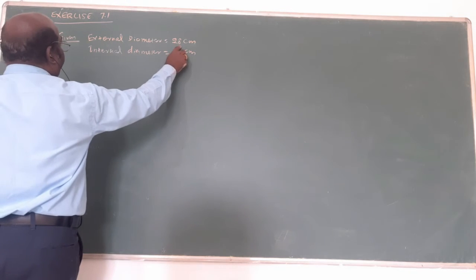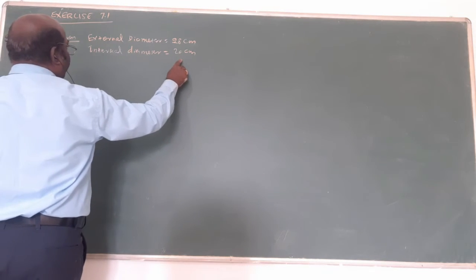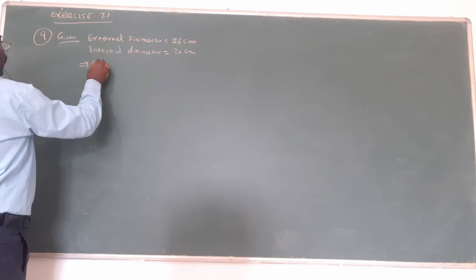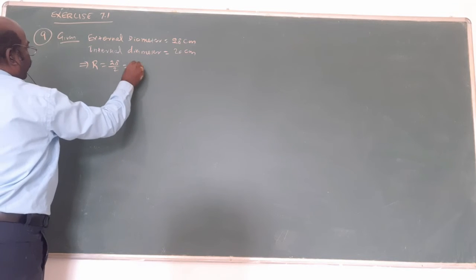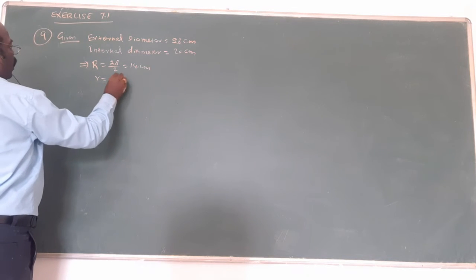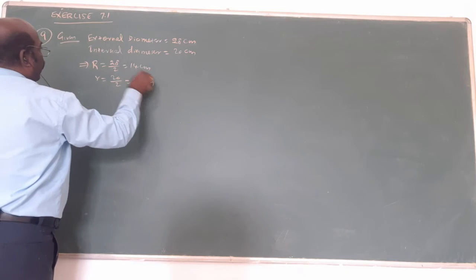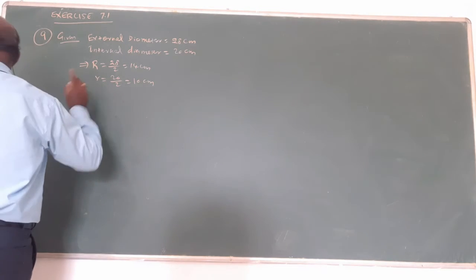Now we are looking at the 9th question. In the question it is clearly given: the internal and external diameters of a hollow hemispherical vessel are 20 and 28 centimeter. The external diameter is 28 centimeter, the internal diameter is 20 centimeter. It implies we want the radii. Capital R is the external diameter divided by 2, that is 14 centimeter. For the smaller one, 20 by 2, that is 10 centimeter. Right? Capital R and small r are found.